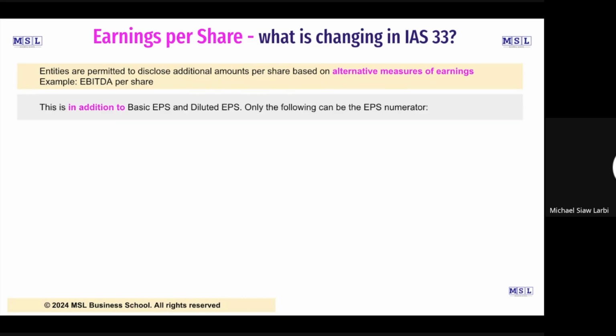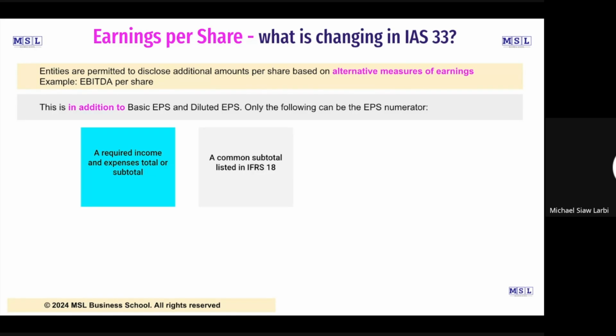The numerator, right, can be one of 3 things. So you have your basic EPS, your diluted EPS, your numerator will either be a required income or expense total or subtotal. The ones that are required, operating profit, for example, right? You can use a common subtotal in the standard or an MPM disclosed by the entity. So we may have additional figures per share. Take note the denominator has not changed. The denominator will still be the weighted average number of shares as defined under IAS 33, right? So it depends if you are doing basic, it's attributable to what? Ordinary shareholders. Diluted, you bring in the impact of dilutive securities, convertible notes, warrants, share options, all of those things will come in. So the denominator has not changed. It's the numerator where you have the freedom to bring in extra measures, right?